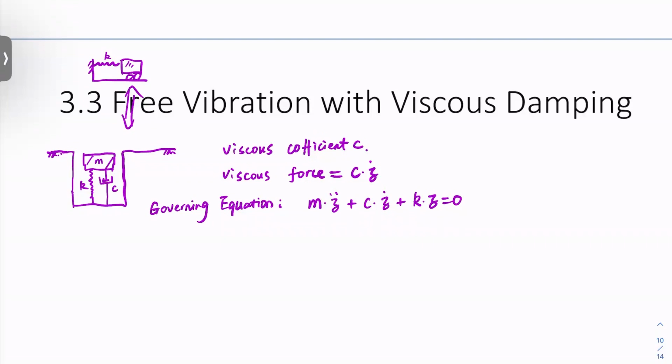Of that, right? So how do we solve this thing? Turn them to r's: m r squared plus c r plus k is 0. Okay, and we solve for r.